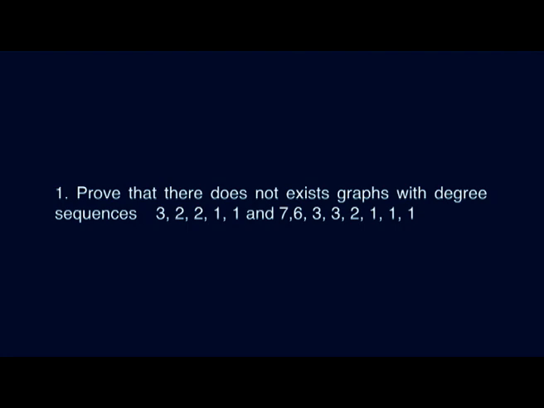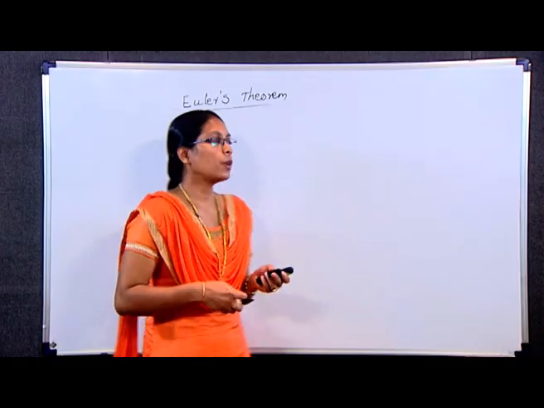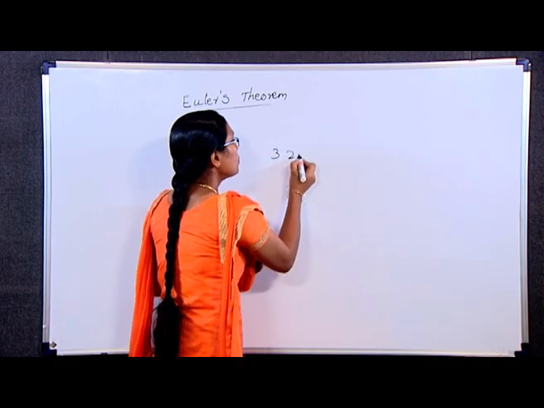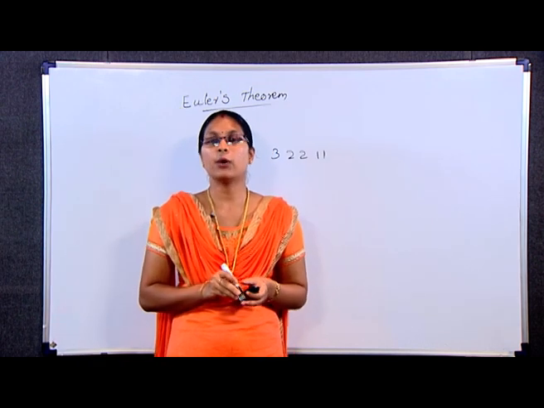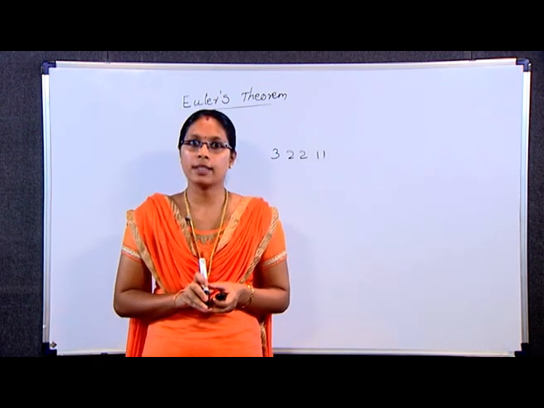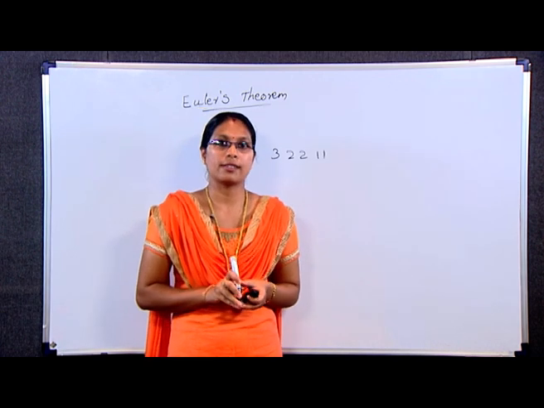First problem: prove that there does not exist a graph with the degree sequence 3, 2, 2, 1, 1 and 7, 6, 3, 3, 2, 1, 1, 1. For the sequence 3, 2, 2, 1, 1, the degree sum is 9, not an even number. Hence, by Euler's theorem, such a graph does not exist.